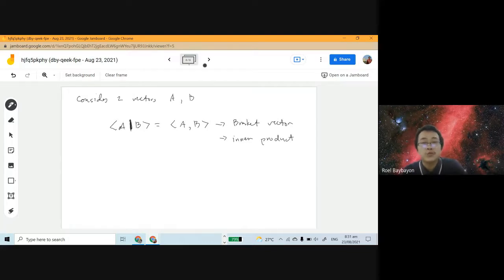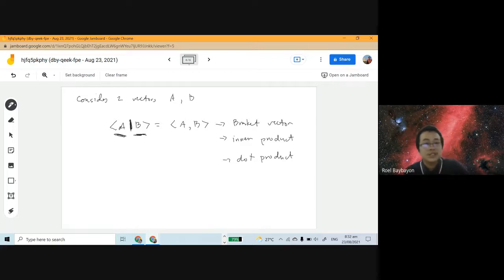Or, ang pinaka-common is actually the dot product. Okay? Kung functions, A and B, or vectors, for example, you can call this one as the bracket vector of A and B, or the inner product of A and B, or the dot product of A and B. So, lahi lang sa notation. Kani is your bra, kani siya is your ket vector. So this one is the bra vector A and the ket vector B. Okay? So we have this notation.